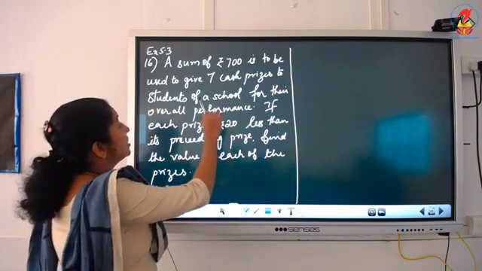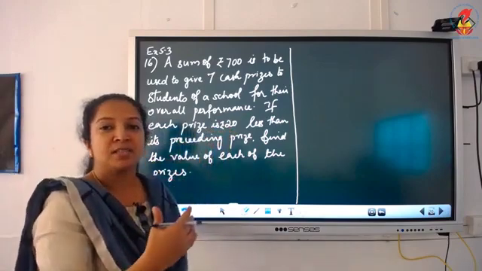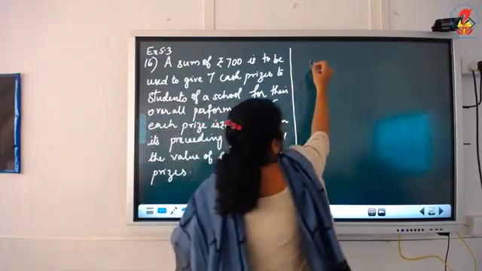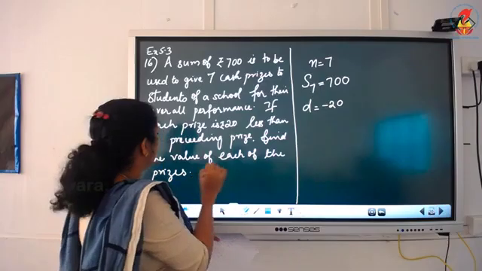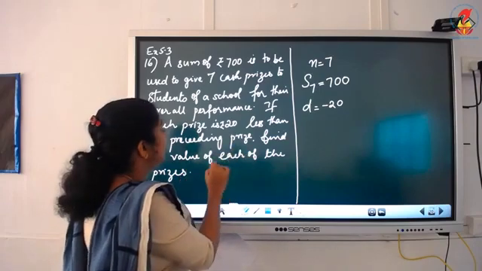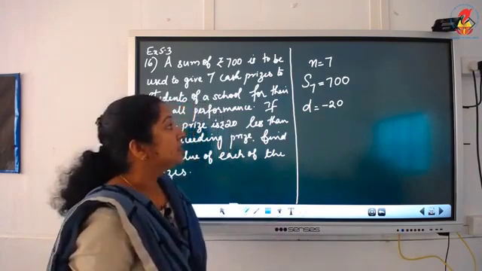It is given that a sum of rupees 700 is to be used to give 7 cash prizes together. So here n is equal to 7 and S7 is equal to 700. And if each prize is rupees 20 less than the preceding prize, that means d is equal to minus 20. What you have to find is the value of each of the prizes. You have to find all the 7 terms of this AP.